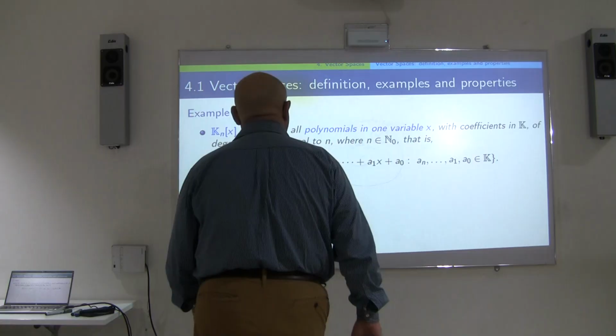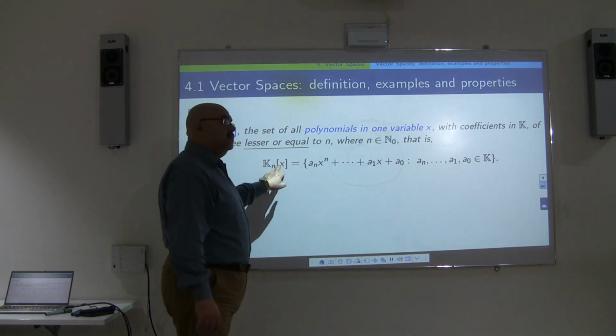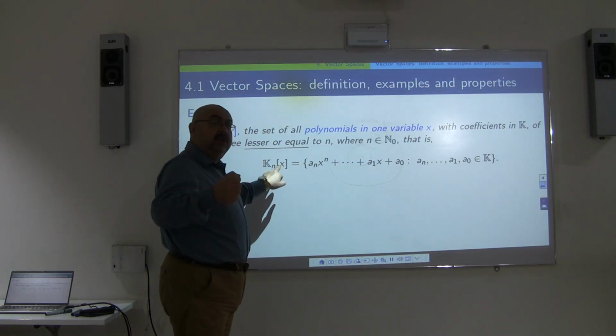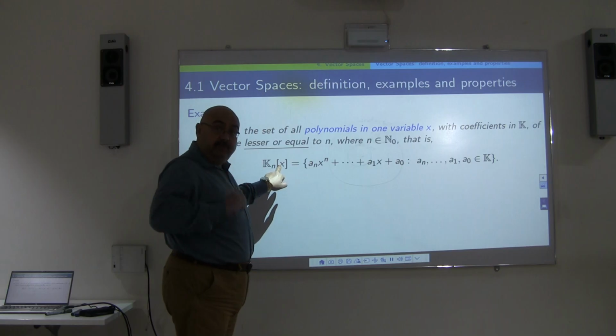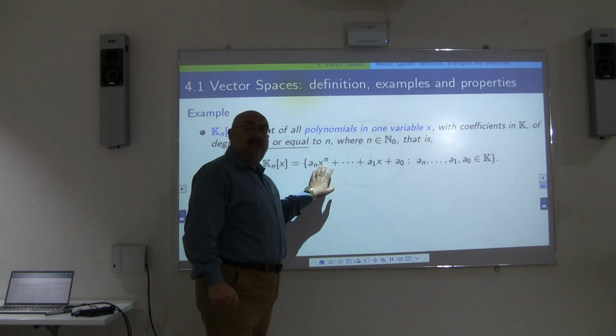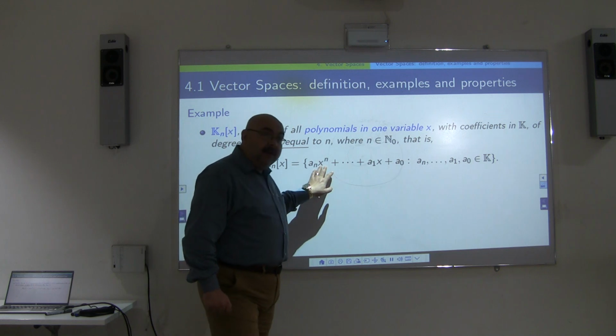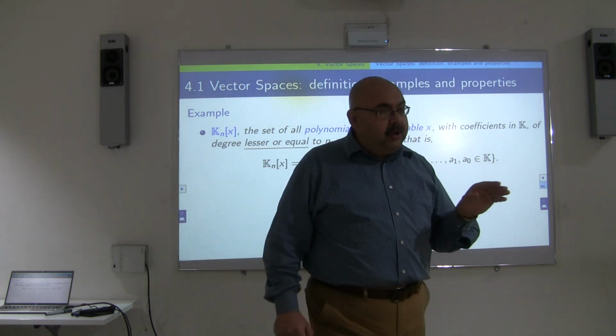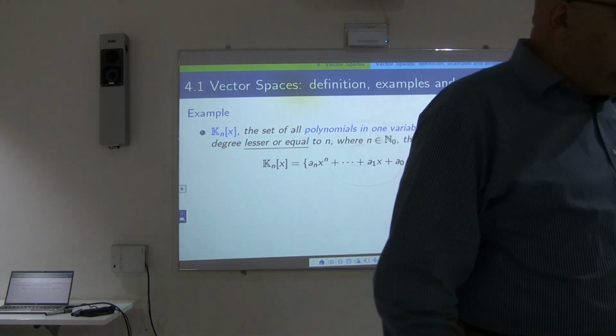So the set of polynomials Kn of x, if I'm targeting the grade or the degree of these polynomials, will represent a vector space. Okay? When a1 up to an belong to either real or complex numbers.